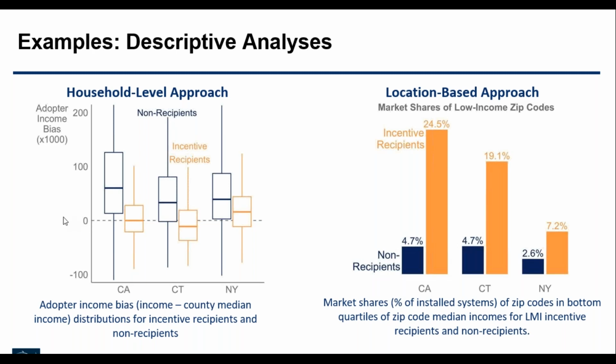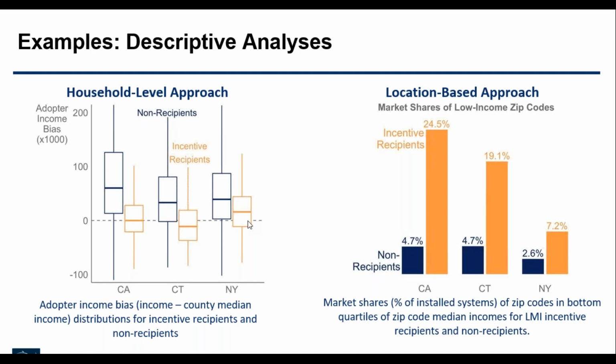So if solar were equally distributed with respect to income, we'd expect the median, the middle of these box plots, to be at 0. The dark blue ones are households that did not receive incentives, and we see that those are consistently above 0, which is just the general story. Solar adopters tend to earn more than the median income. The orange boxes are households that did receive incentives, and for those, we do see that they hover around or just below 0, which is what we'd expect. So basically, what this analysis tells us is a confirmation that LMI incentives are going to LMI households.